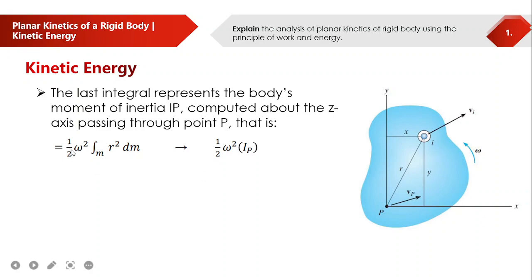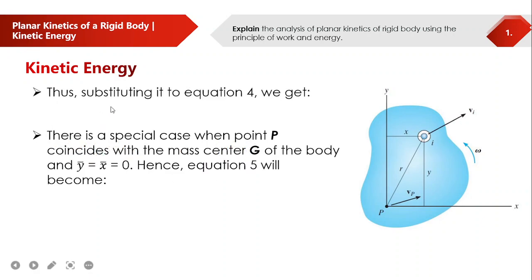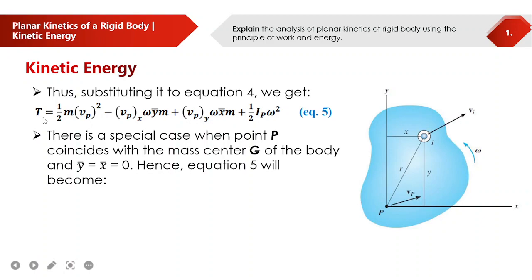So that will be equal to 1/2 omega squared integral of r squared dm is equals to 1/2 of omega squared I sub p, or the moment of inertia. So, thus, substituting it to equation 4, we get, eto na yung final na form natin. So that will be, wala na siyang integral, no?